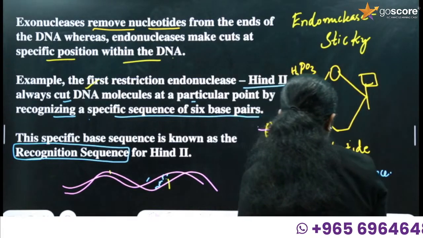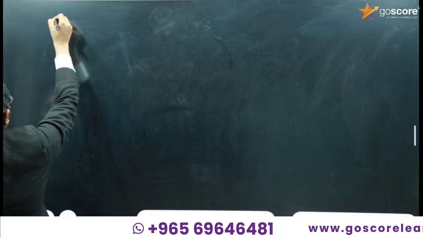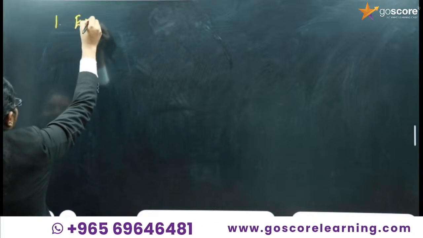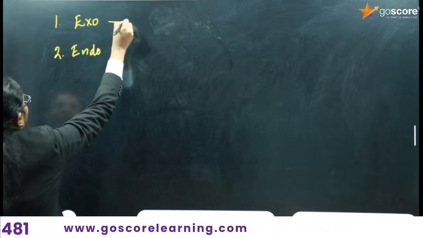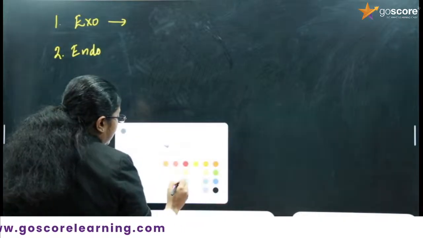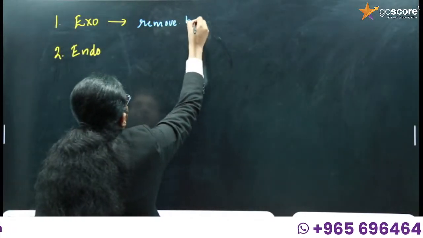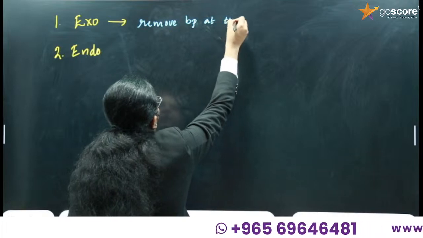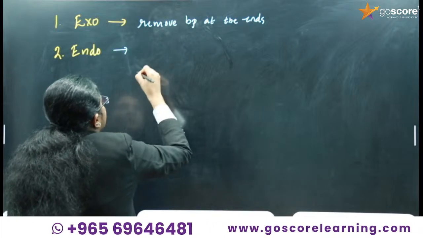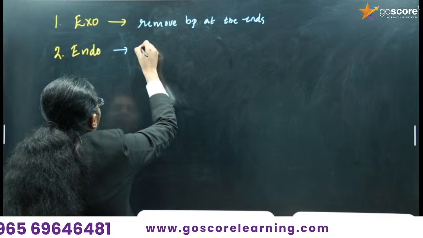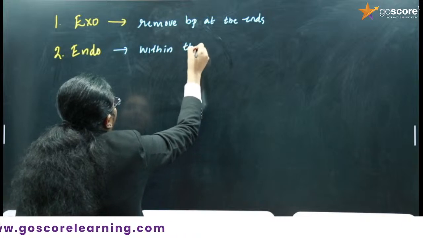Once again, I will write it on another sheet so it is easy for you. What are the two different types? It is endo and exo. Exonuclease is present and endonuclease is present. Exonuclease removes base pairs at the ends of DNA, whereas endonuclease removes bases within the DNA. It makes a cleavage within the DNA.